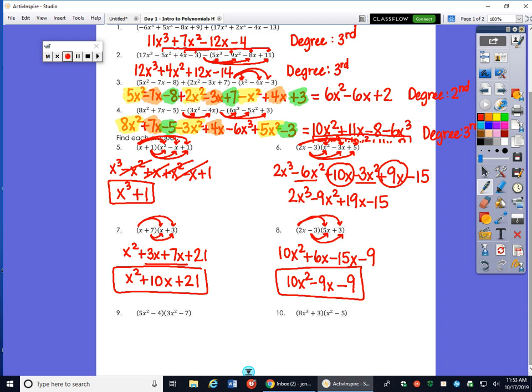Down at the bottom, again, distributing, no big difference, the same no matter what the terms are. So 5x squared times 3x squared is 15x to the 4th. 5x squared times negative 7 is negative 35x squared. Negative 4 times 3x squared is negative 12x squared. And negative 4 times negative 7 is positive 28. So combine your like terms. You have 15x to the 4th minus 47x squared plus 28.